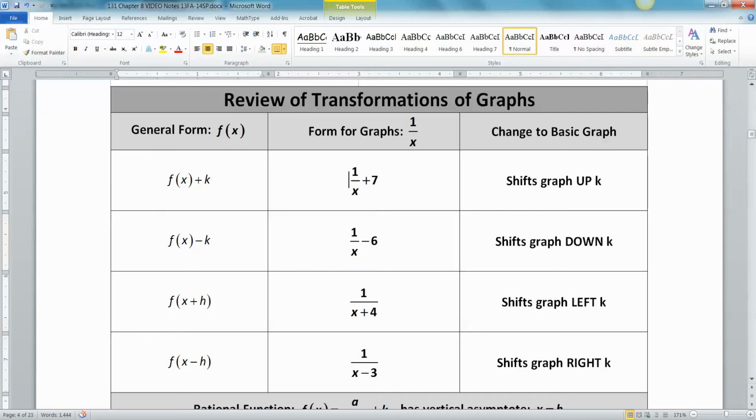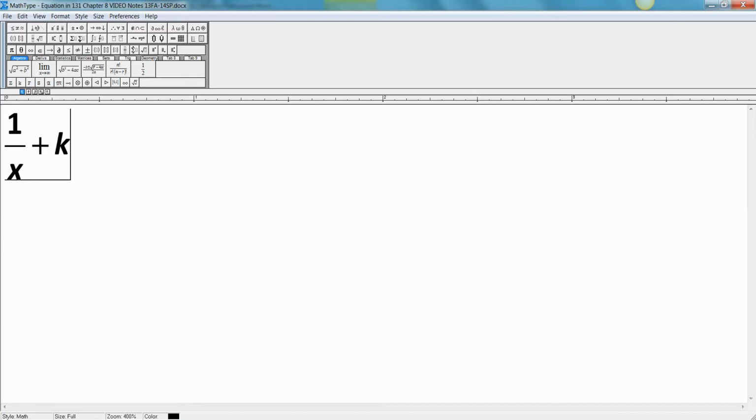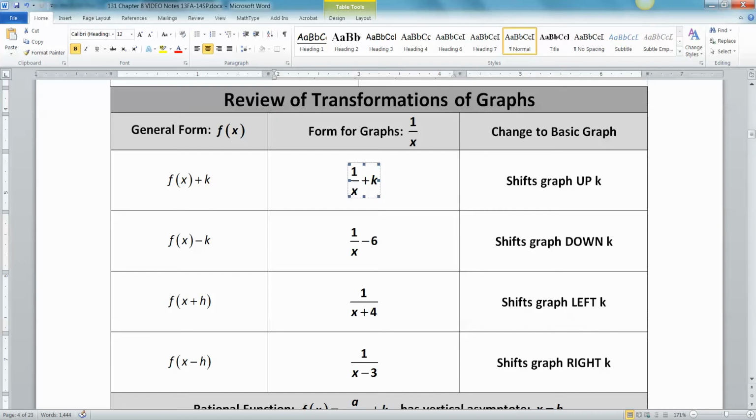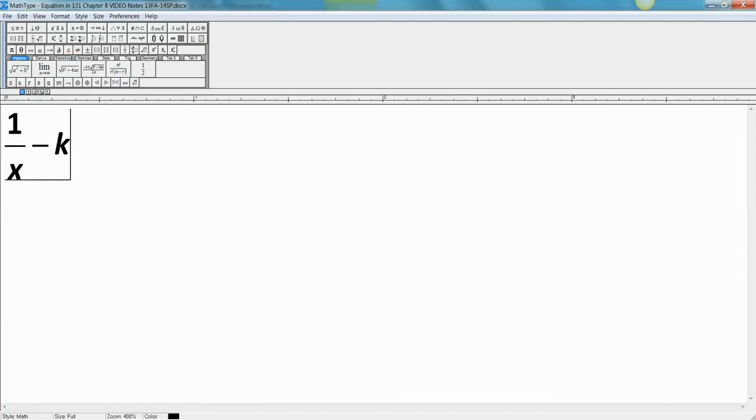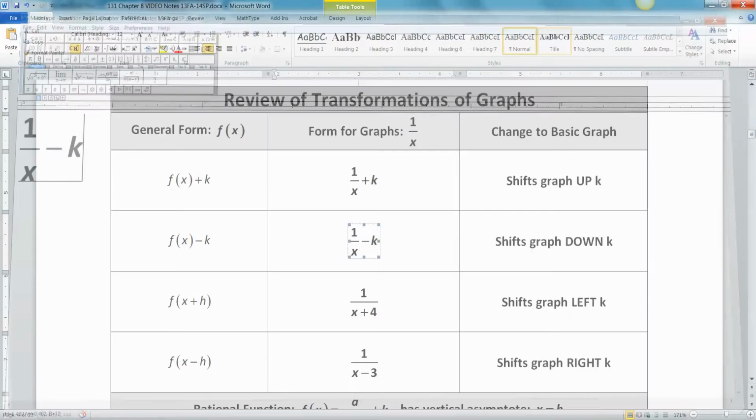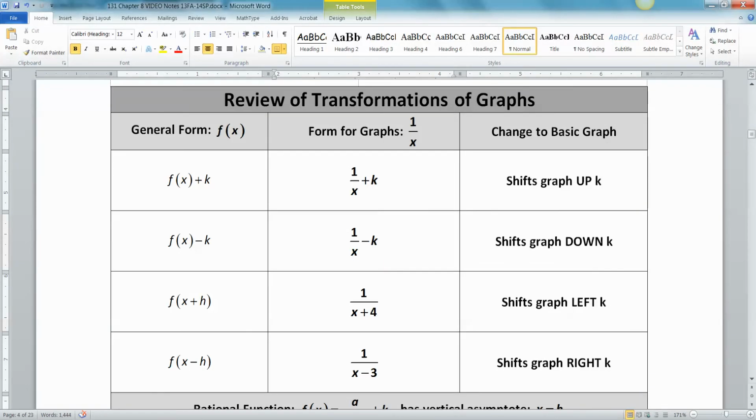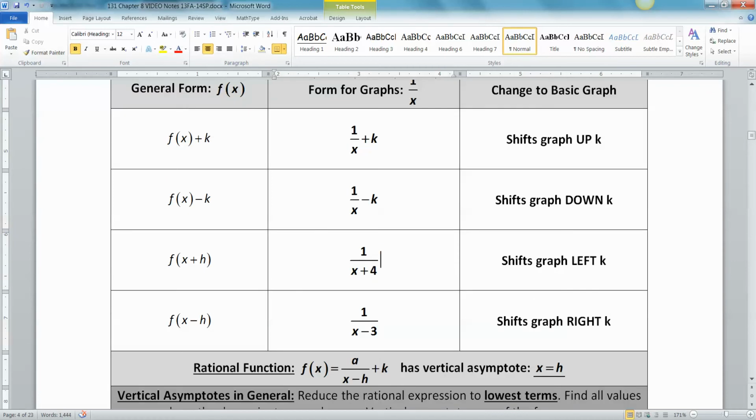So what happens if you add a number? And I gave you a little example here. So 1 over x plus 7. That means your graph would shift up 7. So you could say plus k if you like, right? And then what if you had 1 over x minus k? That means your graph shifts down k, right? Whatever that is.